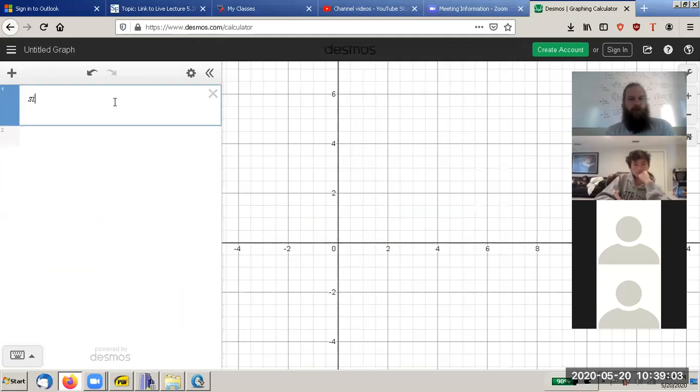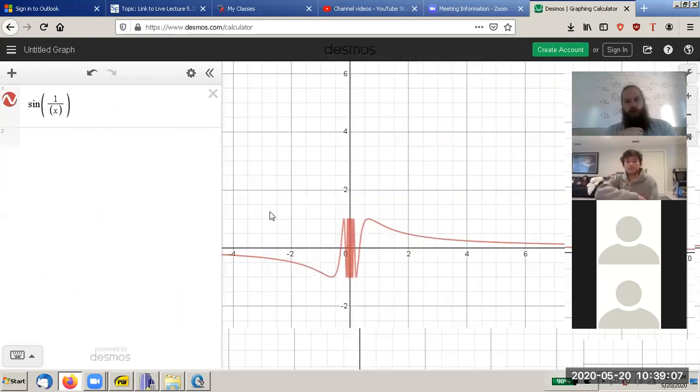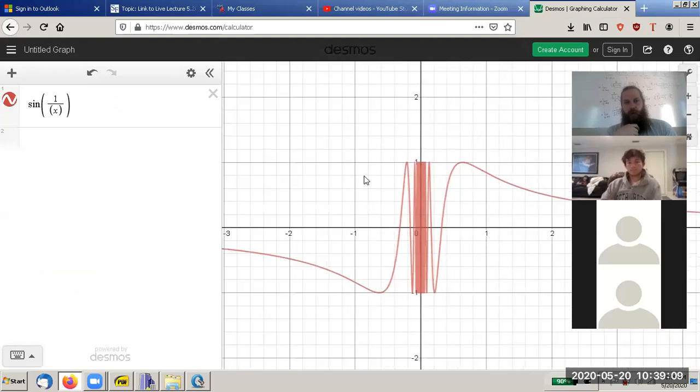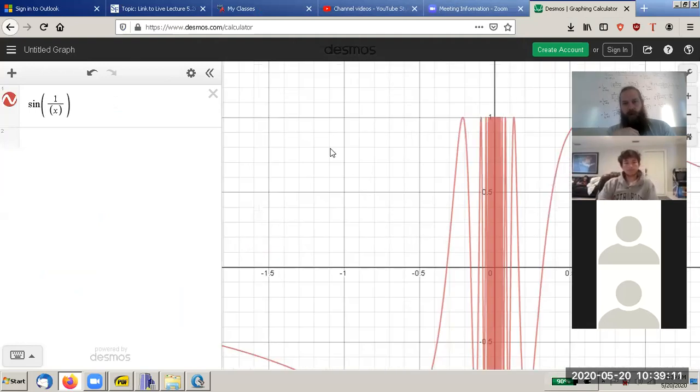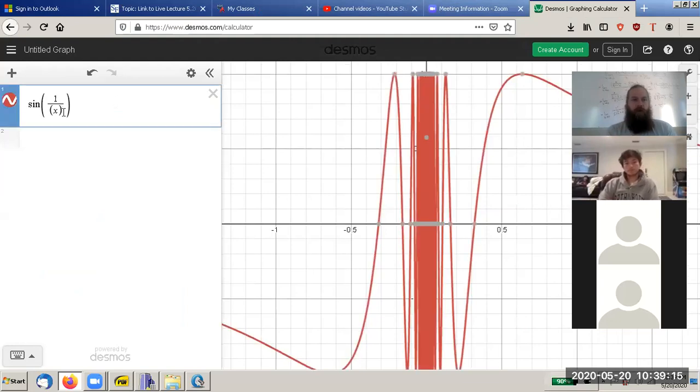So first, let's look at sine of 1 over x on its own. Everybody see what this thing is doing? Why this is a challenge? As x goes to 0, 1 over x gets really, really big. So the sine of 1 over x starts oscillating like a madman.